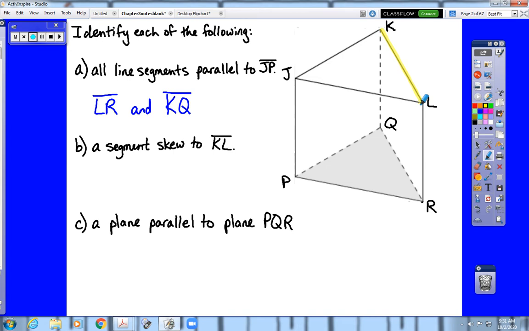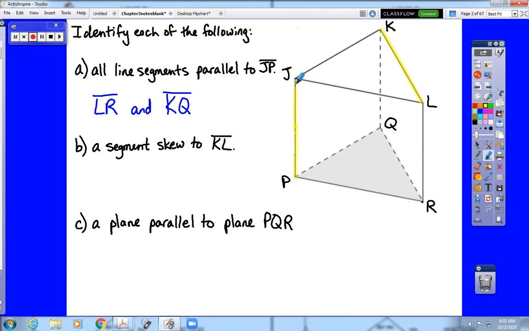So QR is the only line segment in this picture that is parallel to KL. So it's eliminated because it's parallel. There are several other line segments that intersect KL. Remember that skew lines are not parallel and do not intersect. So one example of a skew line would be JP.